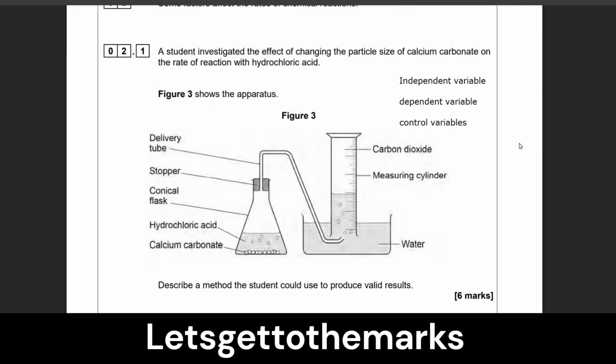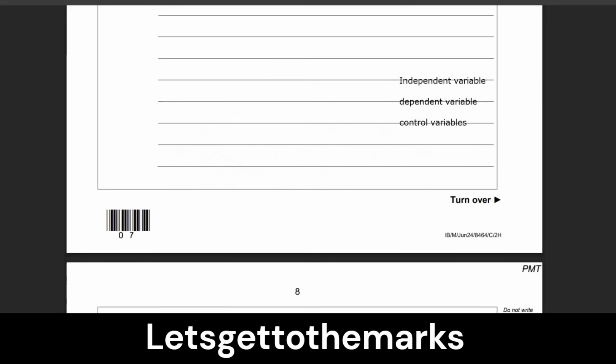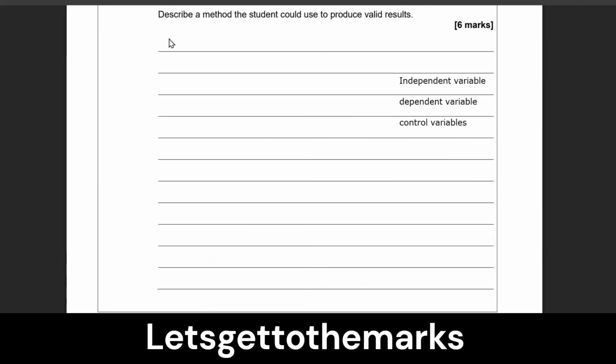I'm going to put this together in a 6 marker. So let's zing down to the, oh my gosh, I can't even operate the mouse. Let's zing down and I'll put this together. Describe a method the student could use to produce valid results. So I'm going to basically say use 5 different sizes of calcium carbonate. Okay, so we're going to use 5 different sizes of calcium carbonate.